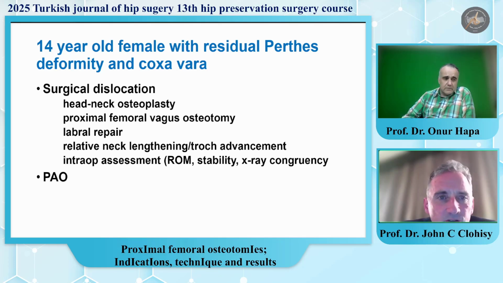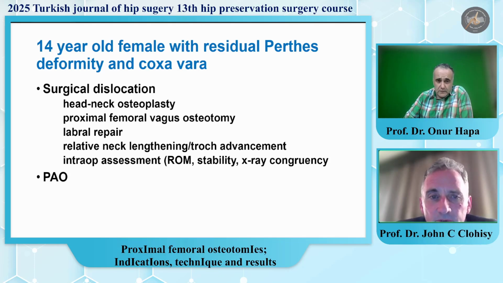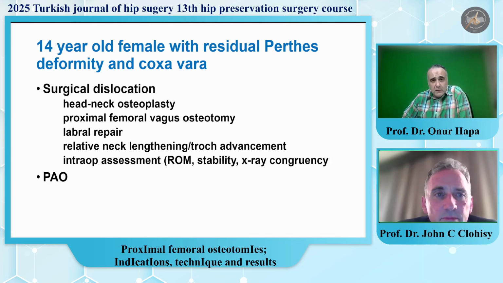So this patient, we did the surgical dislocation, head neck osteoplasty. We did a proximal femoral valgus osteotomy. In the joint, we repaired the labrum. We did a relative neck lengthening and troch advancement. Before fixing the troch, we assess the hip. We look at range of motion, stability, and congruency. And we thought the patient needed a PAO, so we proceeded with the PAO.